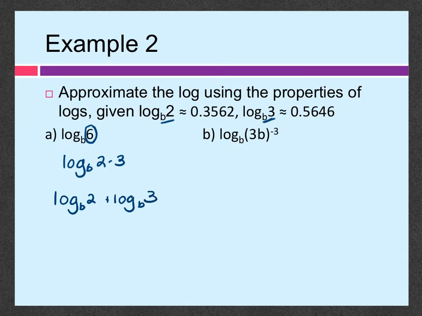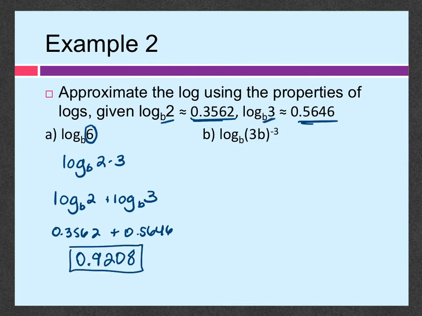So they both get the log base b. And then it's already telling me log base b of 2 is 0.3562 and log base b of 3 is 0.5646. So then I can just add them. And you get 0.9208.